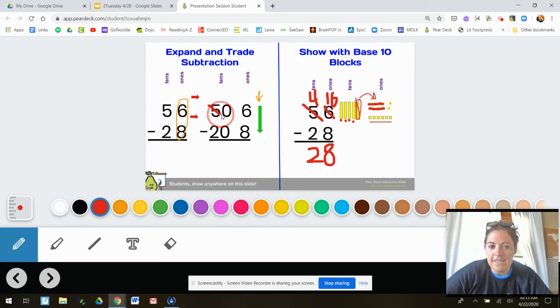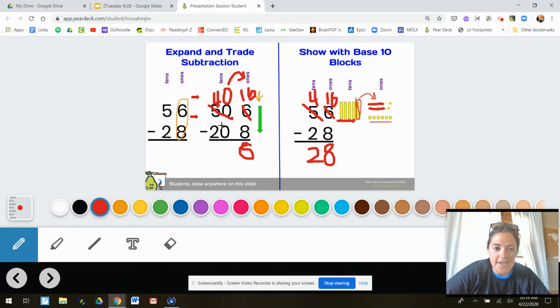So I'm going to take 10 away, which is going to leave me with 40, which is the same as these 4 10s that I had over here, okay? And then remember, I'm trading those 10s into 1s, and it's always going to be 10, so it's not 6 anymore, it's 16. And then same thing, 16 minus 8 is 8.